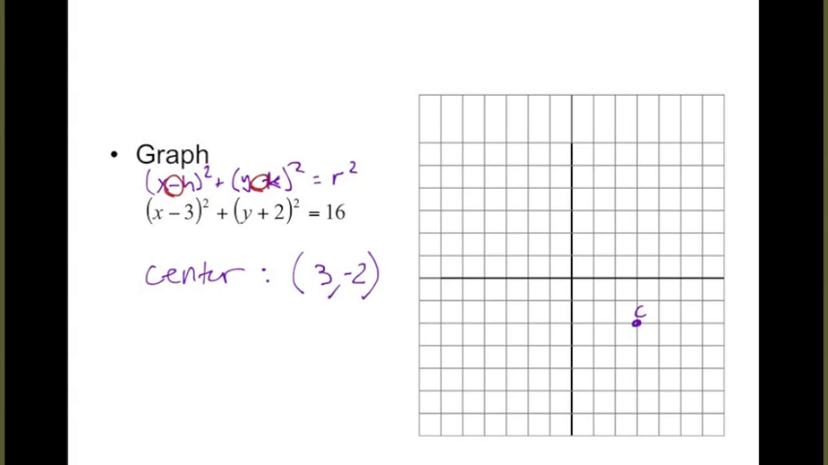The only other important feature of a circle is its radius. So what is the radius of this circle going to be? 4. Because if x squared plus y squared equals r squared, then 16 should be our radius squared, which means our radius is 4. So from your center, we're going to go 4 in each direction. So 4 out to the side, down, the other side, and up. And to get a circle, we want to connect those dots.